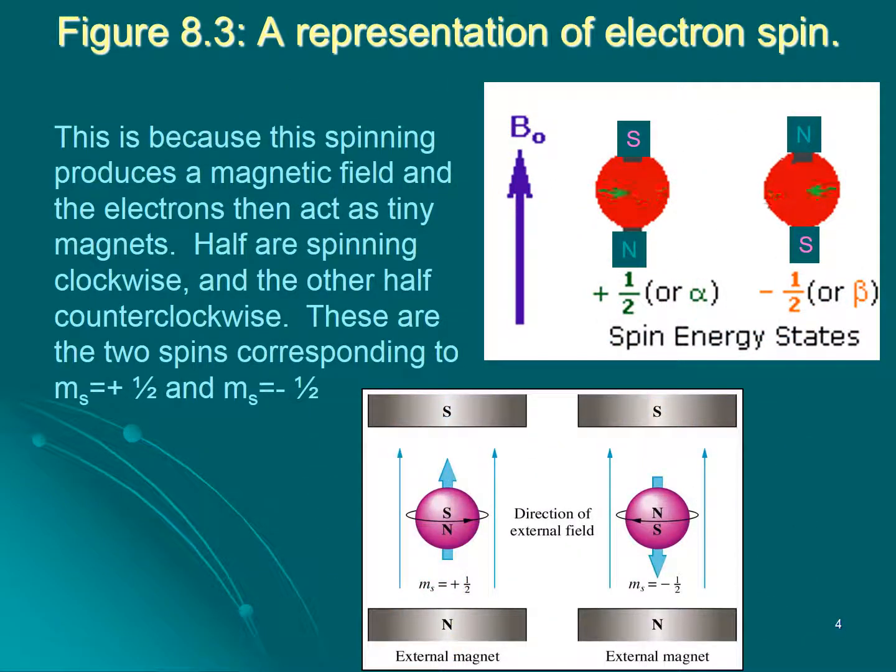Again, this is because the electrons are spinning. A spinning electrical particle acts like a magnet. Half of them are spinning clockwise and half are spinning counterclockwise, and they correspond to the plus 1/2 and the minus 1/2. You can see there are two different pictures, but one goes with the magnetic field, and the other is against the magnetic field.